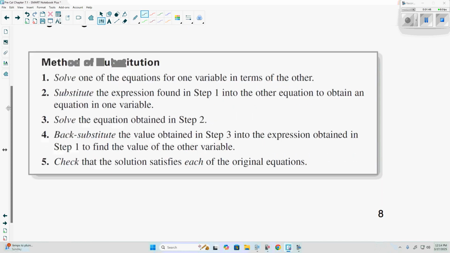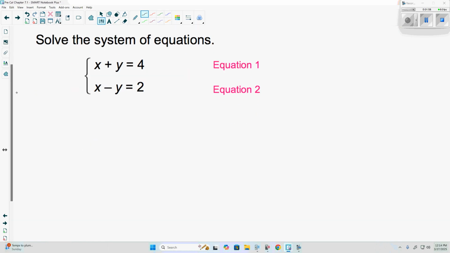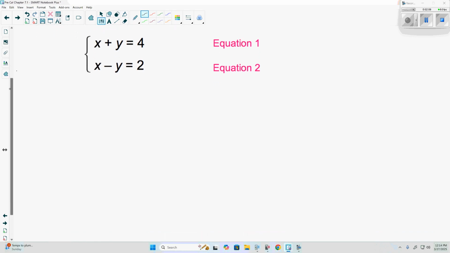So to solve by substitution, we solve one of the equations for one variable in terms of the other, substitute it in, solve, and then find the other one. If we look at these two equations, x plus y equals 4 and x minus y equals 2, we could pick one of the two equations and get one of the variables by itself. So let's take the second equation, x minus y is equal to 2. We could solve this for x or y. I'm going to solve this for x. We can add y to both sides, telling us x is equal to y plus 2.